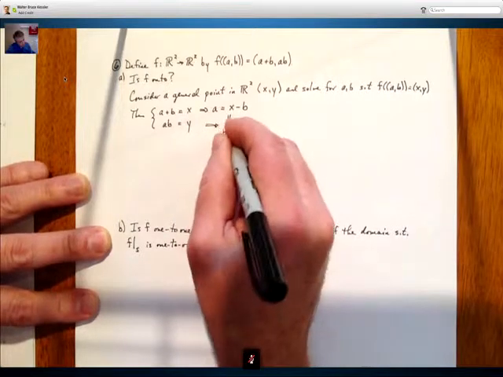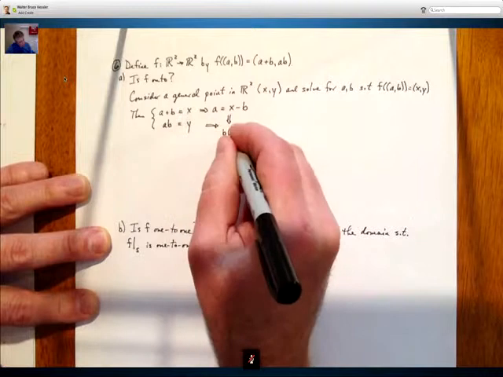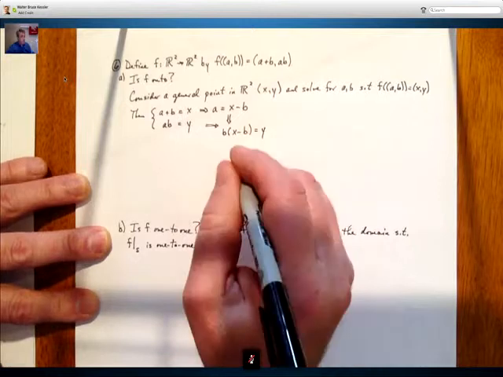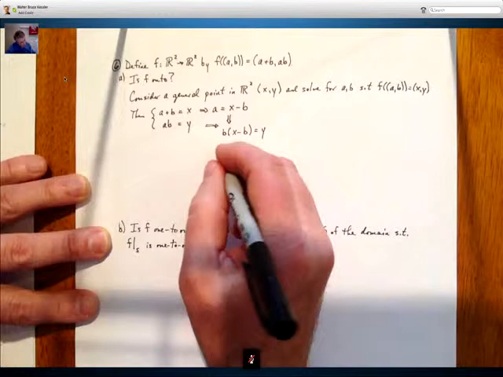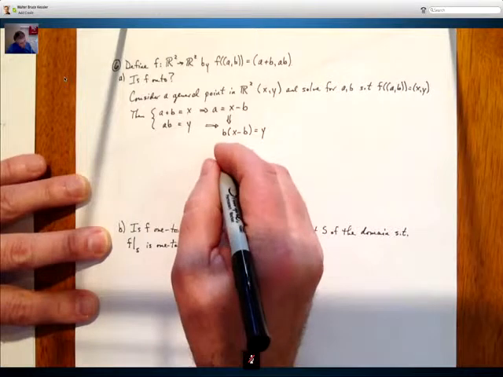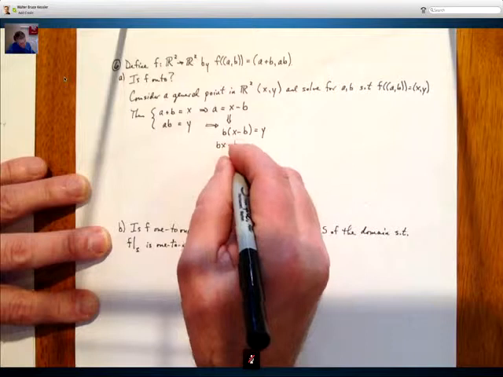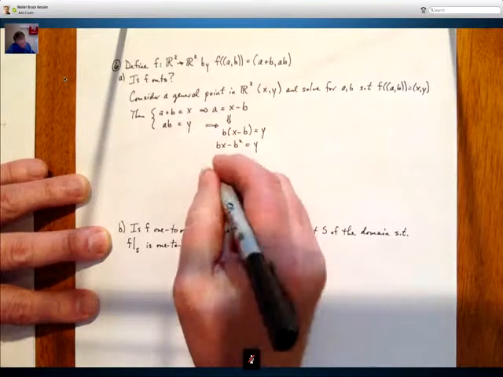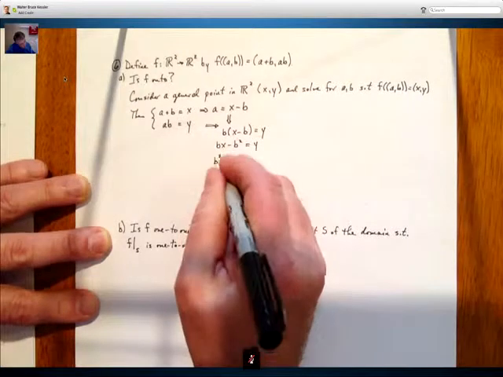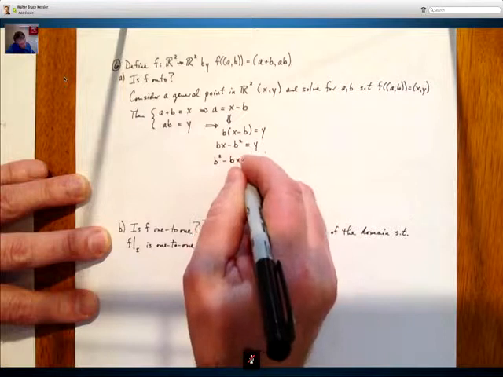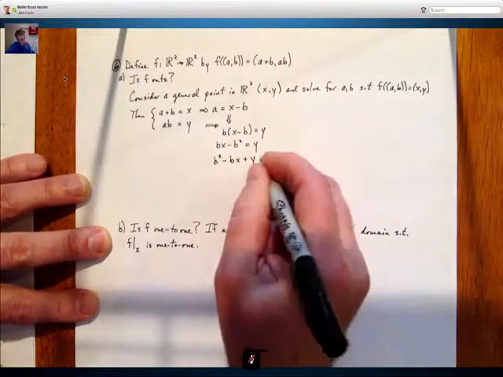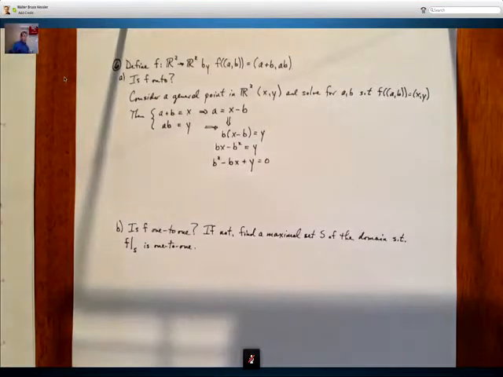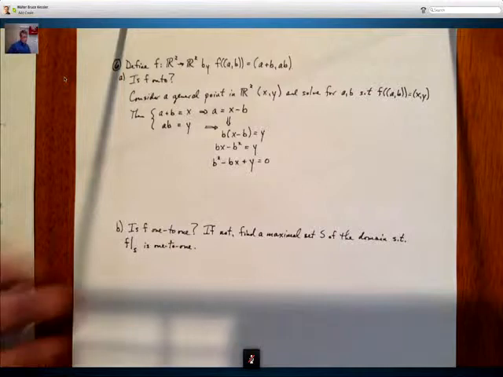So this means that b times, I guess I'm doing them in the wrong order, but b times x minus b equals y. Okay? And this means now that I've got bx minus b squared equals y. And let me take everything over to this side and then switch sides. So this is b squared minus bx plus y equals 0. And remember, b is what I'm trying to solve for, not the x, not the y. I want to solve for b in terms of the x and y.